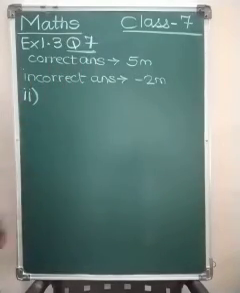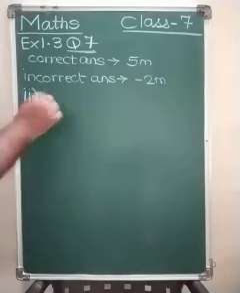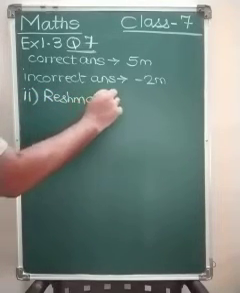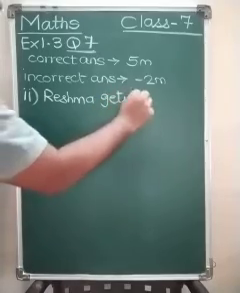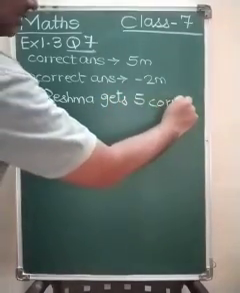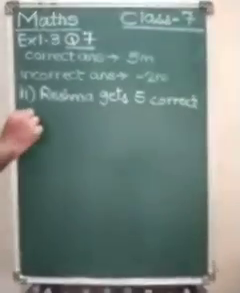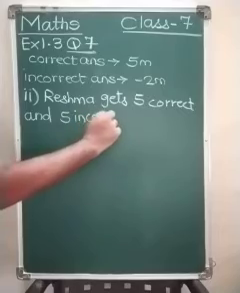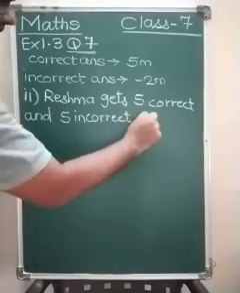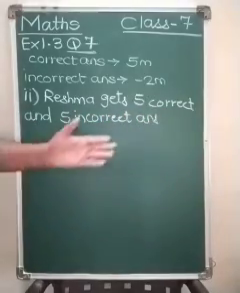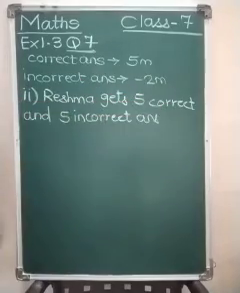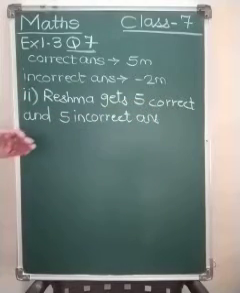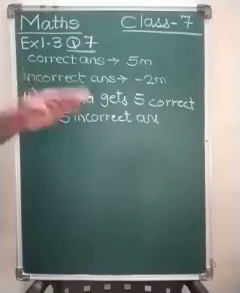But here what we are going to do, we are going to first write for Reshma. Reshma gets 5 correct and 5 incorrect answers. Okay, so the question is solved by her. 5 correct questions she has solved and 5 incorrect answers she has given. So here we will try to find it out in 1 or 2 steps only.